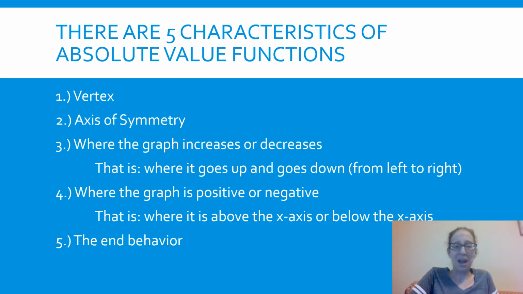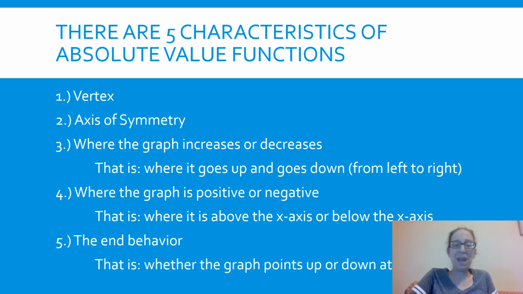Doesn't seem very happy. The end behavior. And the end behavior is whether the graph points up or down at the ends. So you have stuff in the middle, like we have the vertex in the middle, and later in this course when we're looking at polynomials, you might have a graph that kind of goes up and down a little bit. But at the end, it's either going to point up forever or it's going to point down forever. And it might do like one side points up and the other side points down. But that's what end behavior is, whether the graph points up or down at the ends. So those are the 5 characteristics that we will be covering.